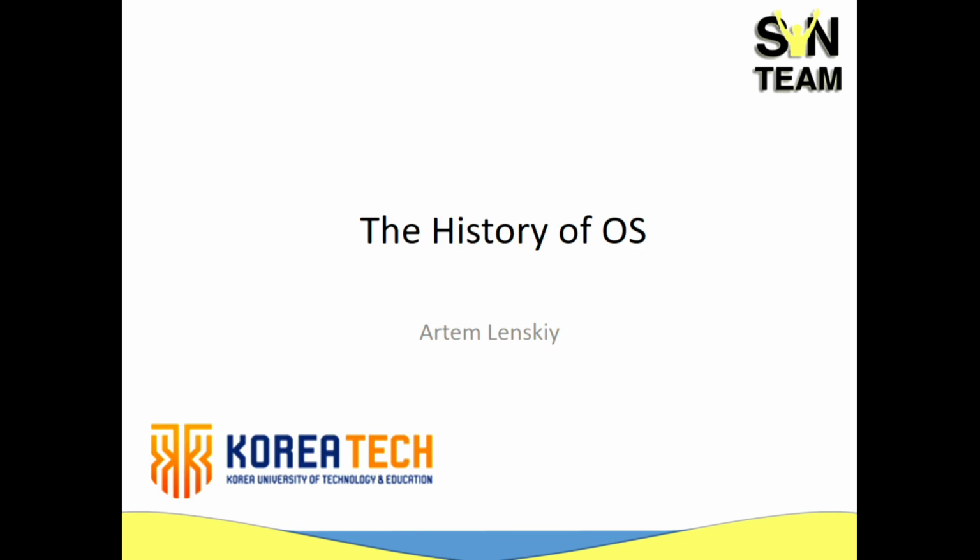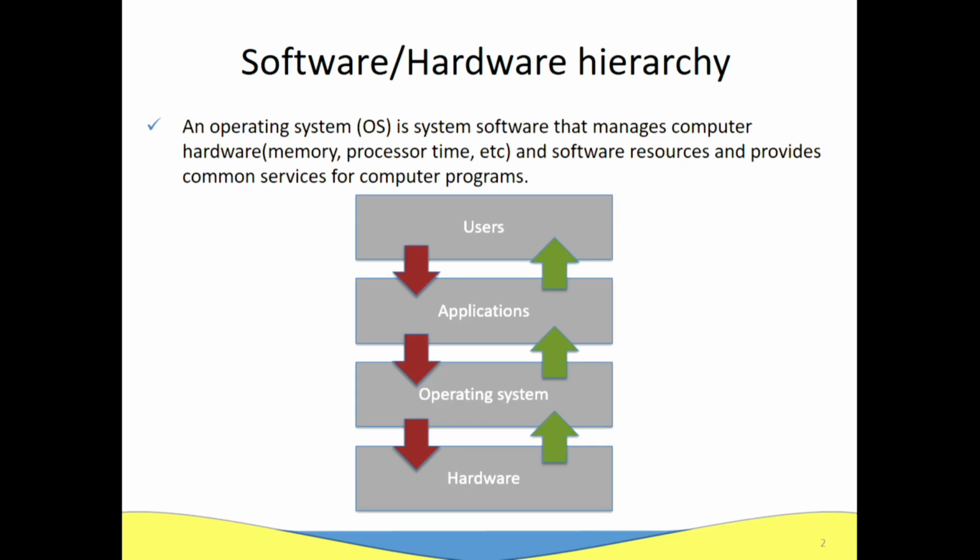Okay, so let's begin. An operating system is system software that manages computer hardware and software resources and provides common services for computer programs. Arranging a computer system into layers, as a first approximation, we have 4 abstract layers.